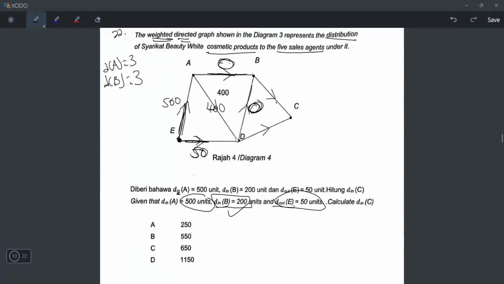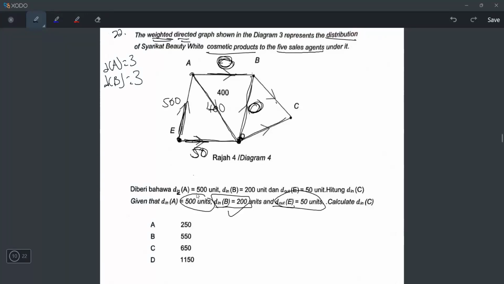Okay, so if we end up here at D, how many products will there be? 400 coming in here, 50 coming in here. So now it has 450, and the 450 will go out here and go out here, right? But what about this one? Let's see. So we have 500 here. Okay, I think I know now.